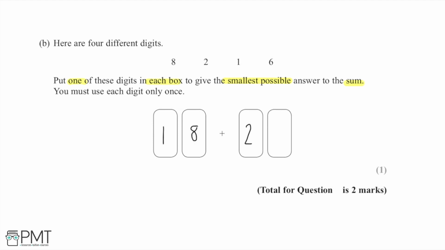So if I put the 8 in here and the 6 in here, this is going to give me the smallest possible answer to the sum, because we've got the smallest integers, the smallest digits in the tens column, and then the leftover ones in the units column here.